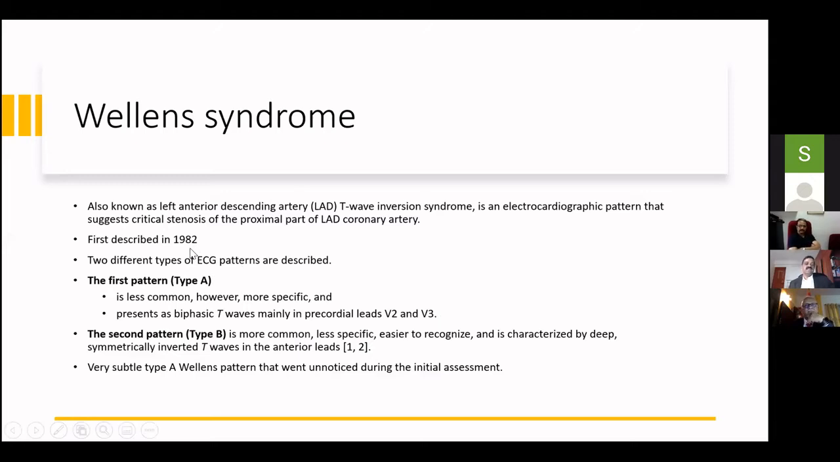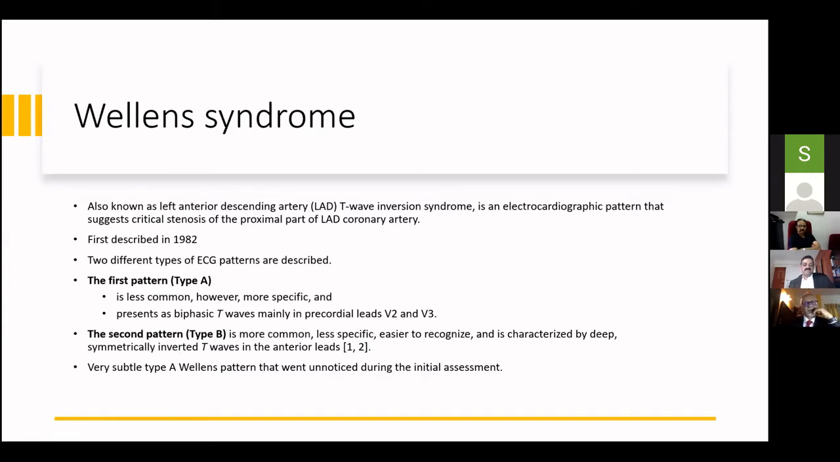First described in 1982, there are type A and type B Wellens. Essentially, these people will have T wave inversions that are biphasic in the precordial leads V2 and V3. Some of them are quite deep and obvious, but the more common second pattern, type B, is easier to recognize, whereas type A is not very easy to detect because the ECG changes are subtle.